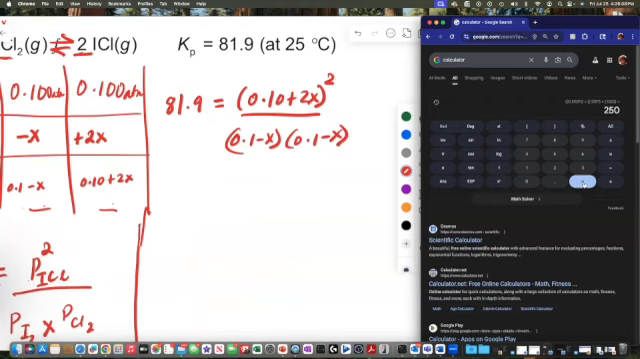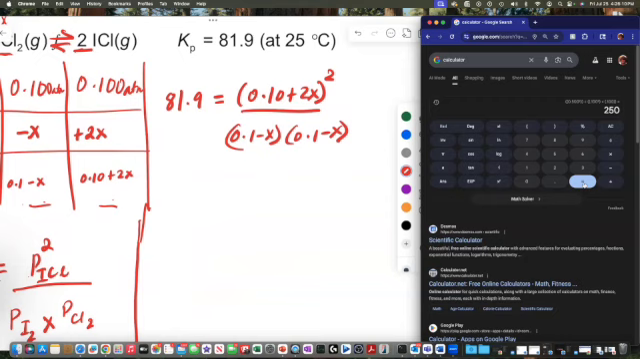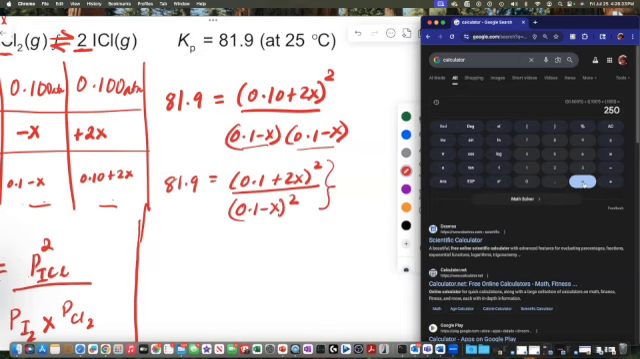Okay? So in the world of chemistry, we try to simplify our math. So we're going to consolidate the bottom number, and it's going to be 0.1 plus 2x for the top number. I haven't done anything to that one. The denominator here will be consolidated. Since it's the same number in the parentheses, we'll square it. 0.1 minus x, this would be squared. This would be 81.9, right?